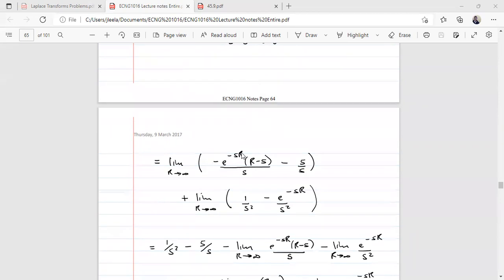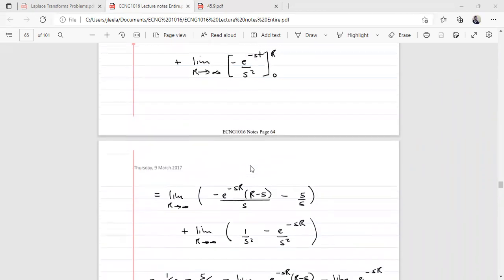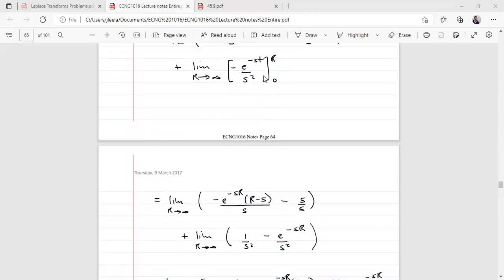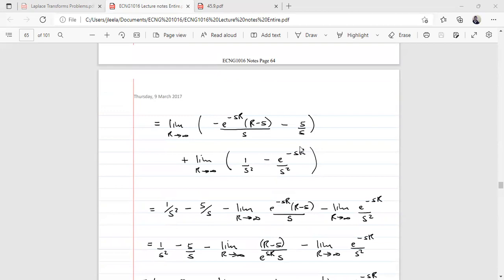And this part here as r approaches infinity, this exponent is negative, so this will approach 0. And then at the bottom here now, you'll have minus e to the 0 over s squared, which is 1 over s squared. And the upper limit now is minus e to the minus sr over s squared. And this term here will also approach 0, so these two terms here will drop off.